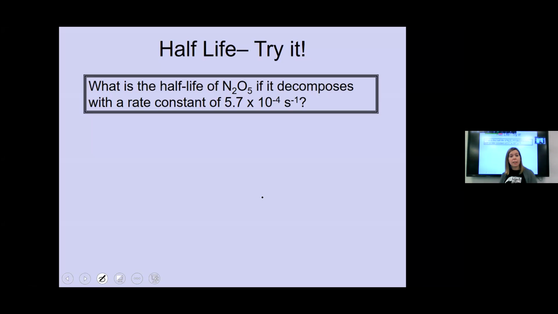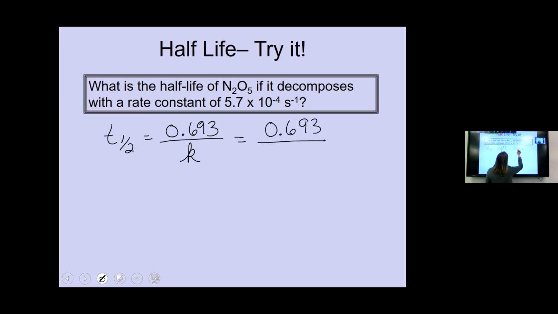All right, so now we have an example to do real quick. So we are looking for the half-life of N2O5 if its decomposition is a, they should say, first order reaction and has that value for the rate constant. So we just use our formula from our reference table. So we just do 0.693 divided by the value of k, and that will give us our half-life.